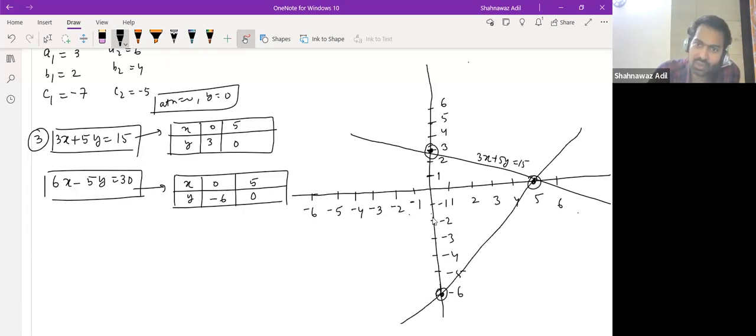So if I ask you what is the solution of these two equations, you guys can tell. What is the solution? (5, 0). (5, 0), right? Good. So this is the solution also.